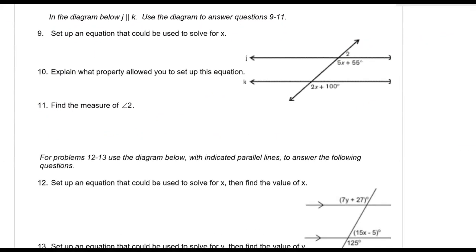We are given that J is parallel to K. Mark parallel. Angle 5x plus 55 is a corresponding angle to 2x plus 100. Since the lines are parallel, we know that corresponding angles are congruent. So you can set up 5x plus 55 equals 2x plus 100. If lines are parallel, corresponding angles are congruent. Solve the equation.